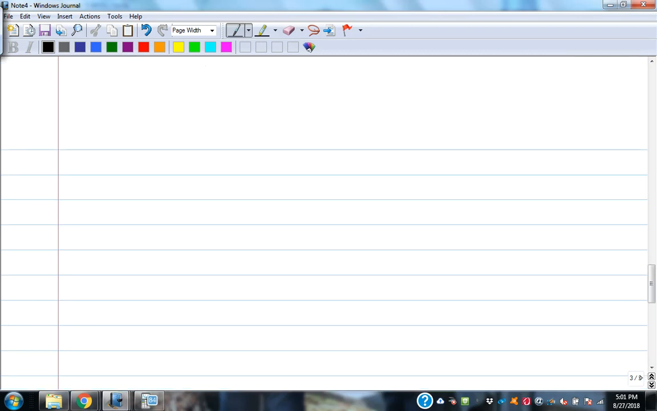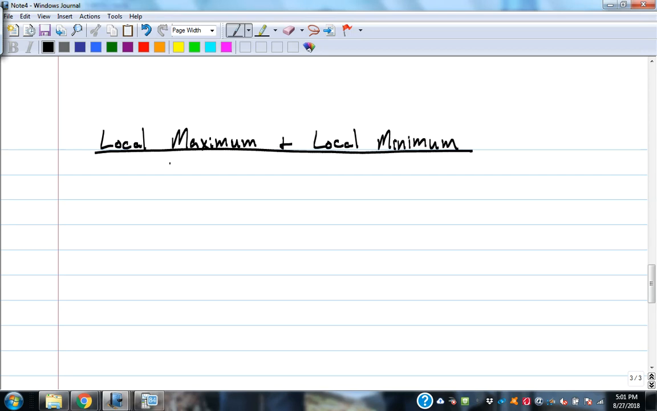Next thing, local maximum and local minimum. Local means what? What does local mean? We're talking about Parsons. What's local to Parsons? I'd say somewhere close to you, right? Like, say, Atlanta, Georgia is not local, right?